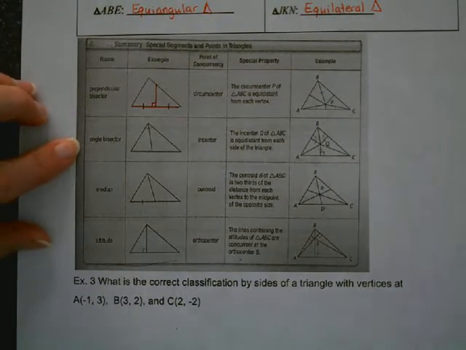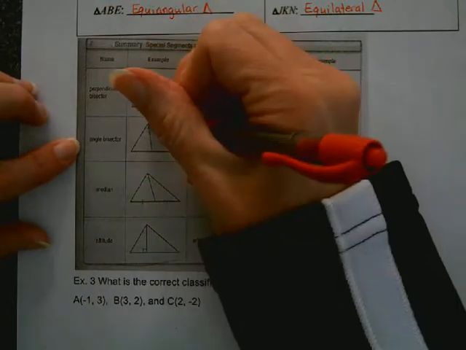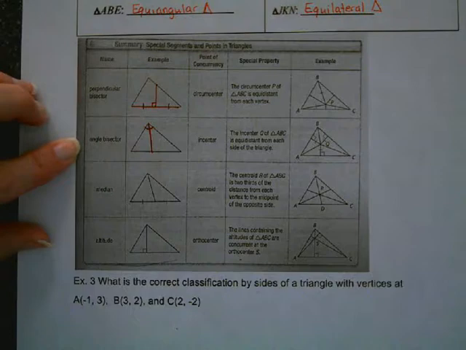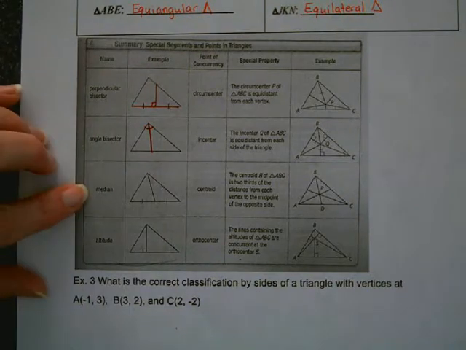An angle bisector, we did this one in Unit 1. An angle bisector would be this line here. It is cutting this angle in half, so you'll notice they put those little marks in the corner to show that that was cut in half.